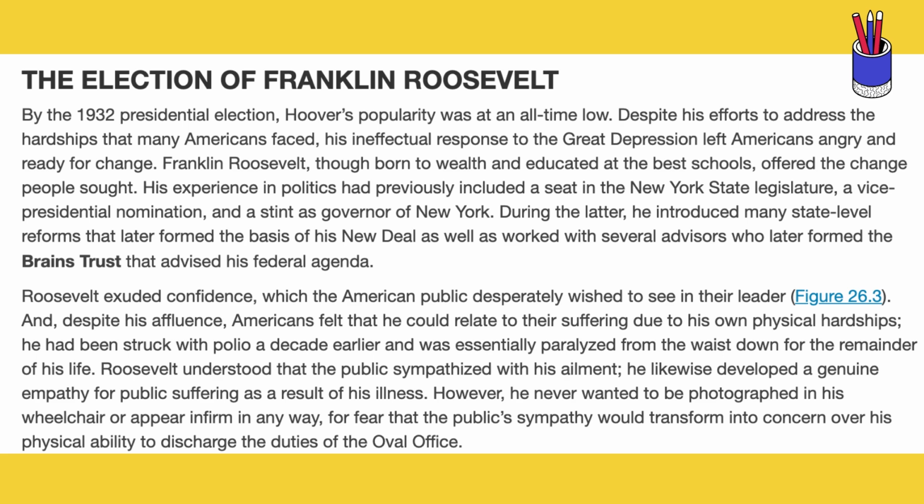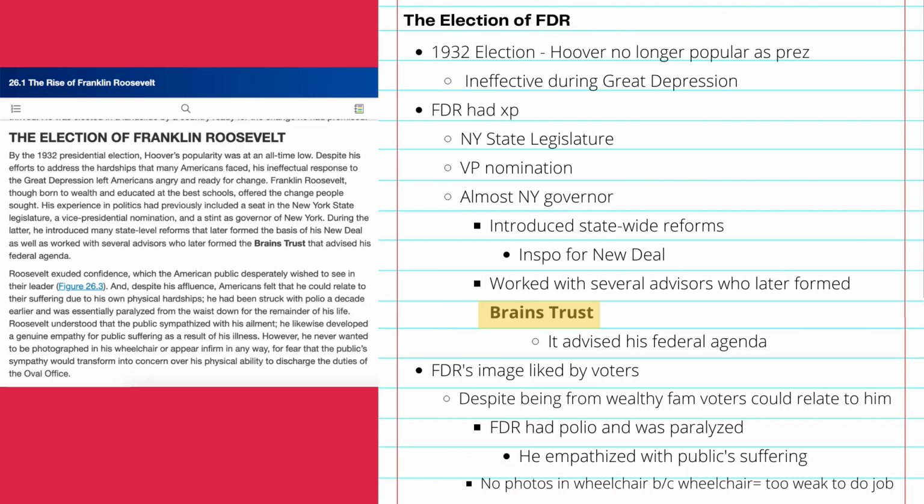Now I'm going to go ahead and show you how I would take notes of this section. So, always, always, always start with the headline. I just used the one from the section on the left, the election of FDR. I'm going to put FDR, Franklin Delano Roosevelt, as FDR because it's just shorter, thus shorthand. So, my first point, 1932 election, Hoover no longer popular as pres. In relation to that, because he was unpopular, was because he was ineffective during the Great Depression.